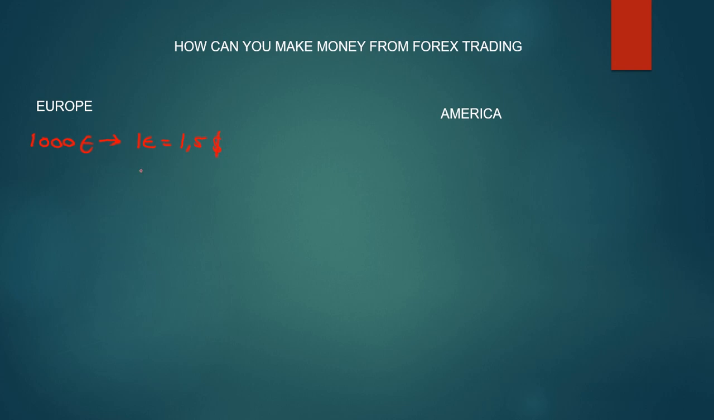So this simply means that your 1000 euros will be equals to $1,500. Now let's say you travel from Europe all the way to America with your 1,500 US dollars, and then when you get to America you do not spend your 1,500 US dollars, and then you come back to Europe with your 1,500 US dollars. But because the exchange rates are always moving, this simply means that when you return to Europe, the exchange rates will be different.